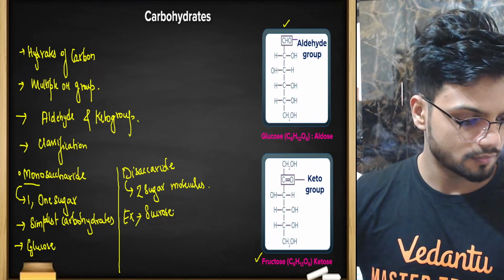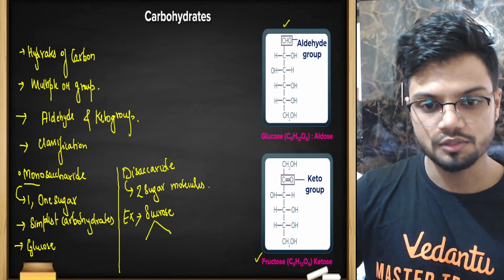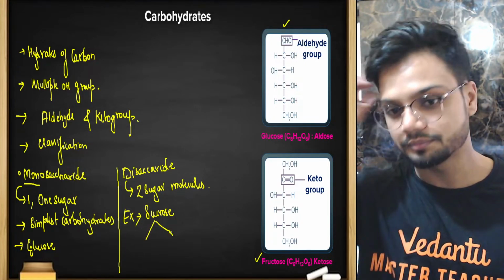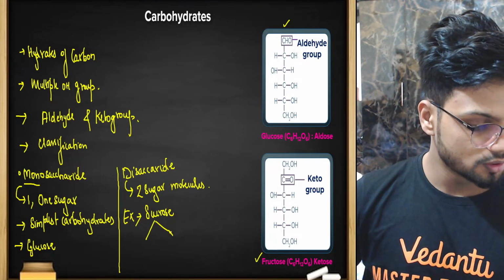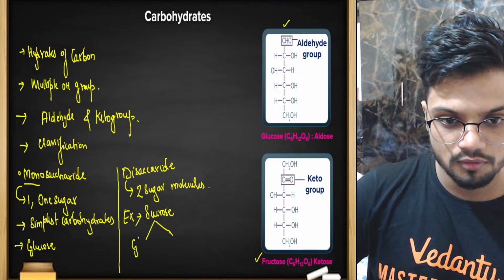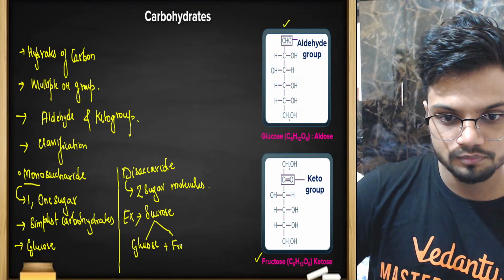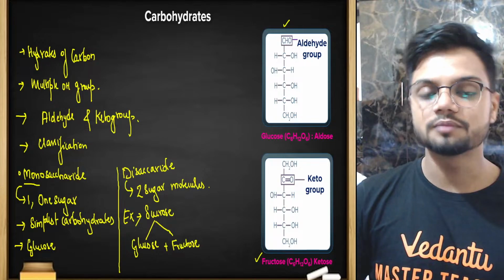For example, sucrose. Can anyone tell me in the chat what sucrose is made up of? All of you know sucrose is made up of glucose plus fructose. Glucose plus fructose can give you the sucrose.